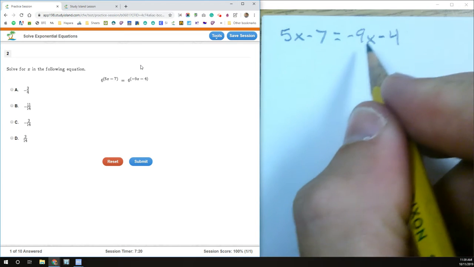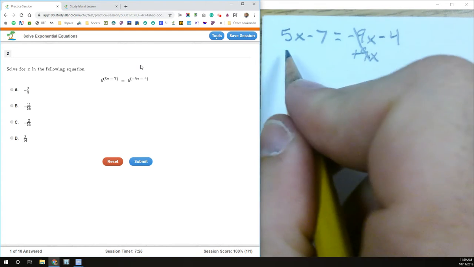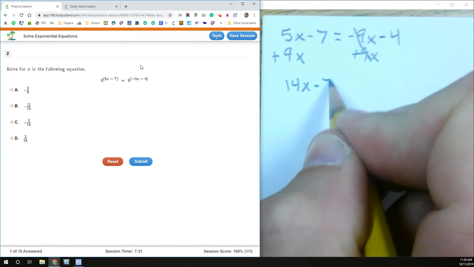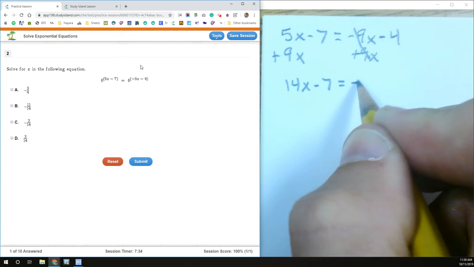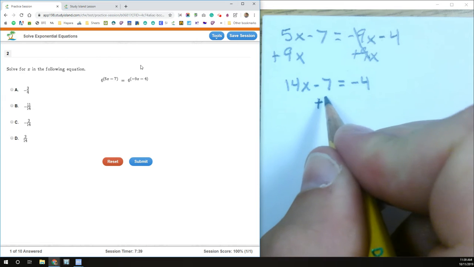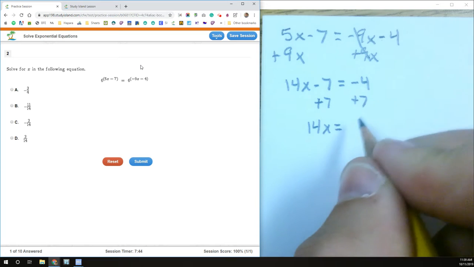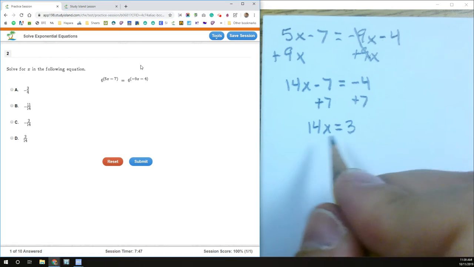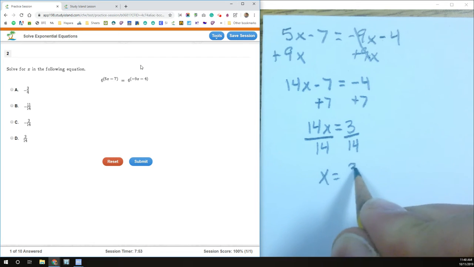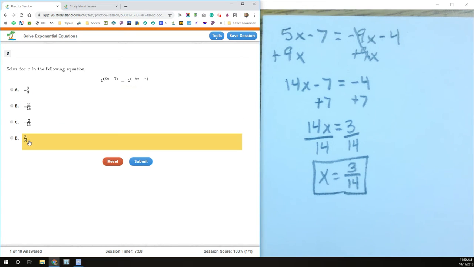And now let's solve. Well, I'm going to get rid of this 9x because I can't have x's on both sides. And if I add 9x to one side, I'm going to add 9x to the other. So now I have 14x minus 7 equals negative 4. Let's not forget that there's a minus in front of that 4, so it's negative 4. Now I can add 7 to both sides, and I get 14x equals negative 4 plus 7 is positive 3. Now I divide by 14, and I get x equals 3/14. So that is my answer. And there it is.